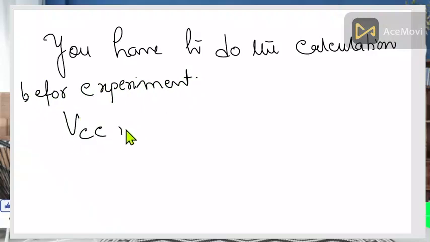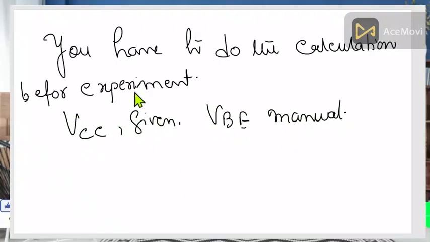So VCC is given, VBE you can get from the transistor manual, and you have to put these values in to obtain the value of base resistance that is required to make a current flow in zero signal condition. VCC is a fixed, known quantity, and IB you are choosing as some suitable value. This method is called the fixed bias method because IB is fixed.